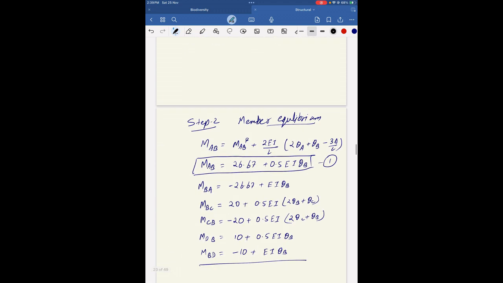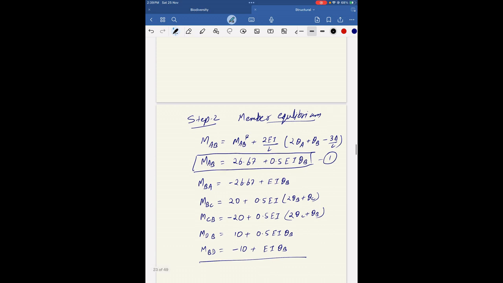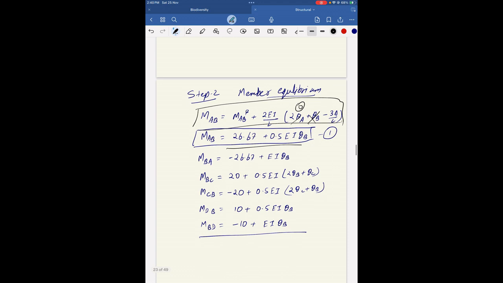In step 2 we find the member equilibrium. So we use this equation. So at A theta is 0 as it is fixed support, theta B is not 0, then here we find the equation. Similarly, we find this equation also.